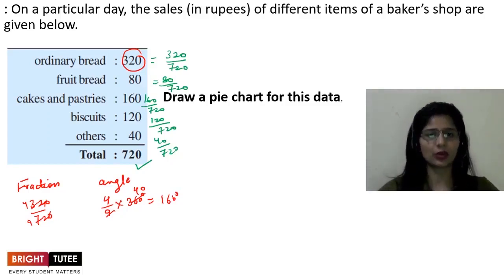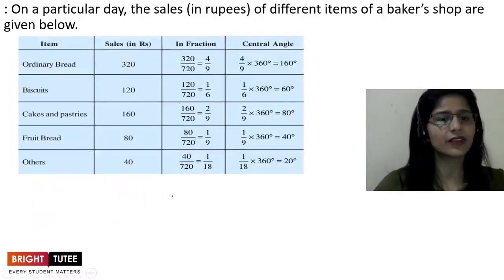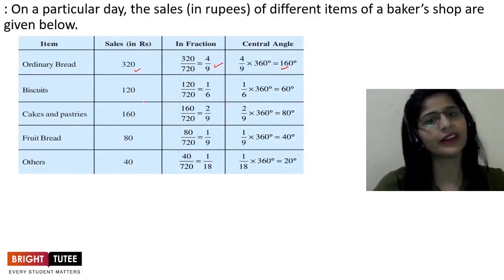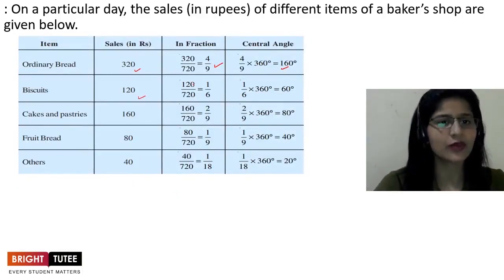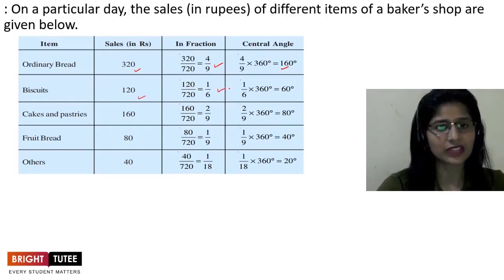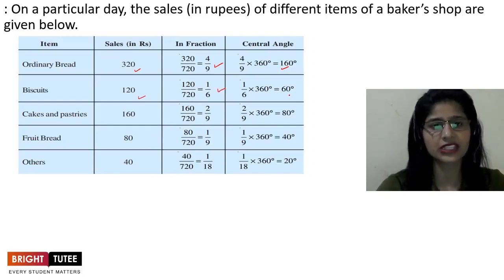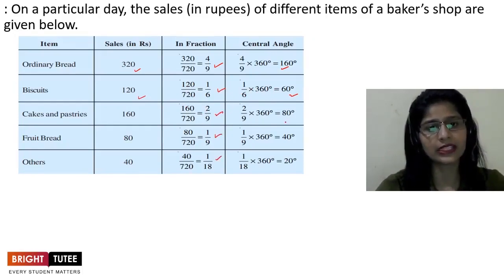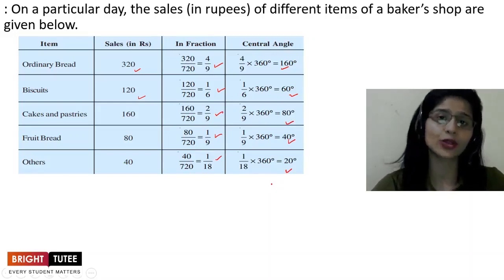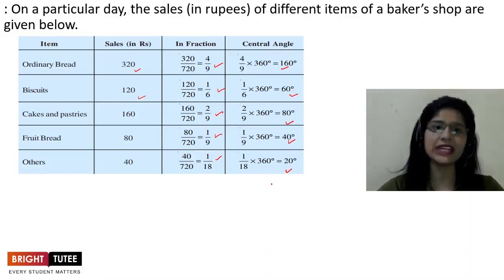And the table would look like this. This will be the form of the table. As already told, for ordinary bread it was 320, so we calculated the first one, right? Similarly, we have calculated the others. If it is 120, it is 120 upon 720, which is the total. So we got the fraction as 1 upon 6, and 1 upon 6 of 360 is 60 degrees. So like this, we have calculated all these 5 things and the corresponding angles. So how to draw the pie chart now?